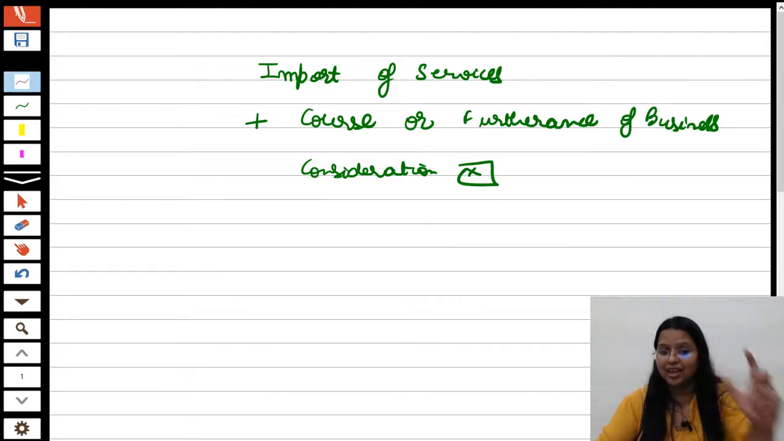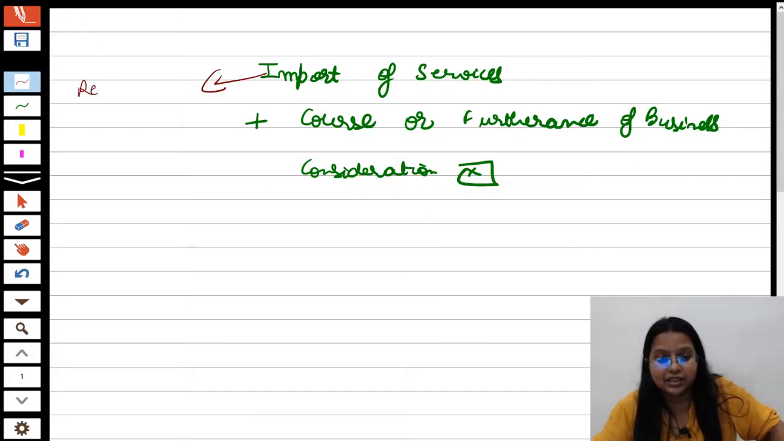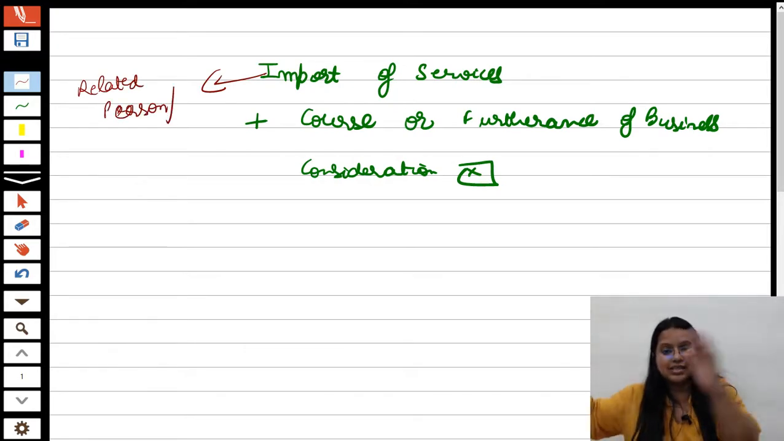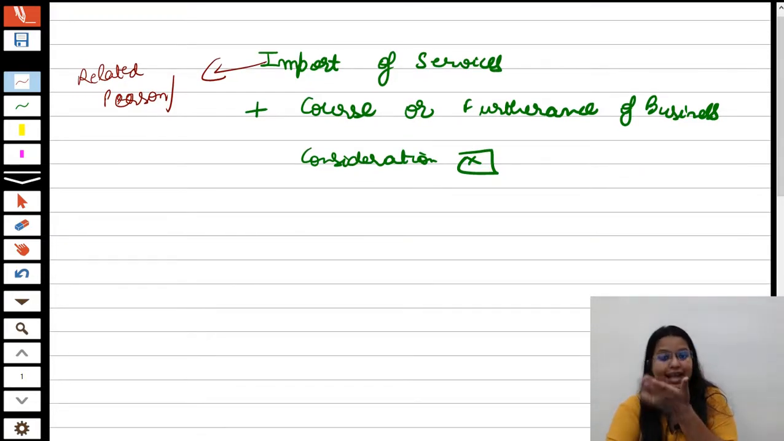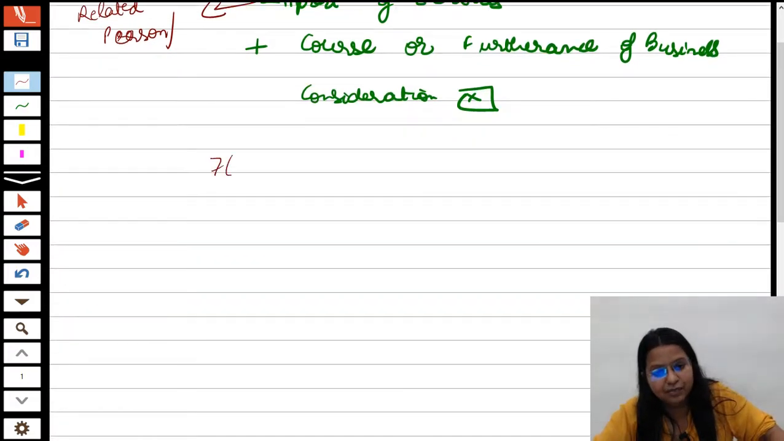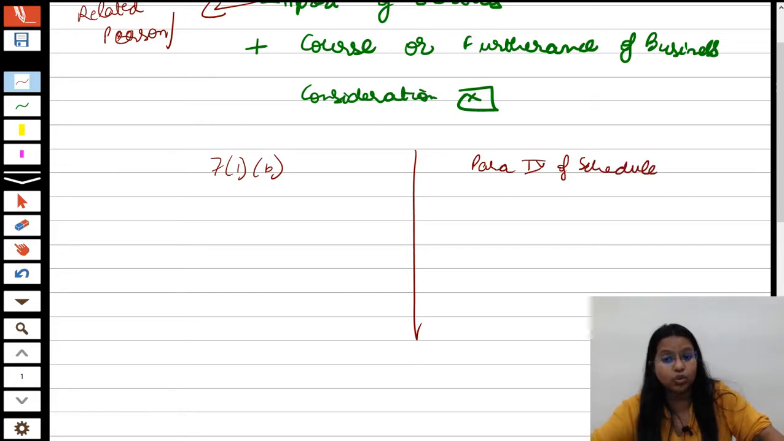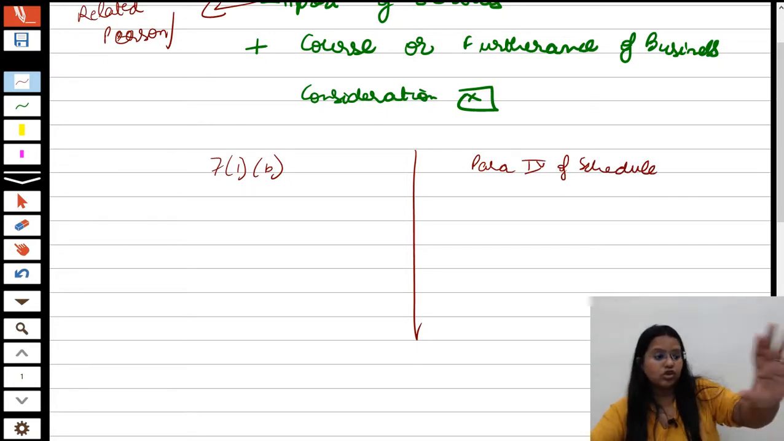But yes, there is a trick here. Import of service must be made from a related person, or the establishment of a distinct person. If this is the category, then yes, it will be considered under para 4 of Schedule 1 of CGST. Now what is the difference between Section 7 Sub-section 1 Clause B and this, that is para 4 of Schedule 1 of CGST Act 2017, as both are for the import of services? Import of goods is not covered here.